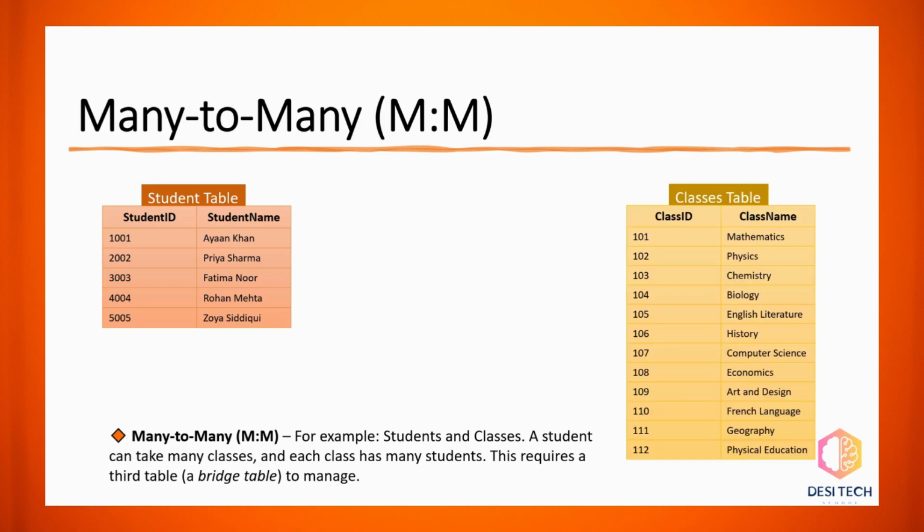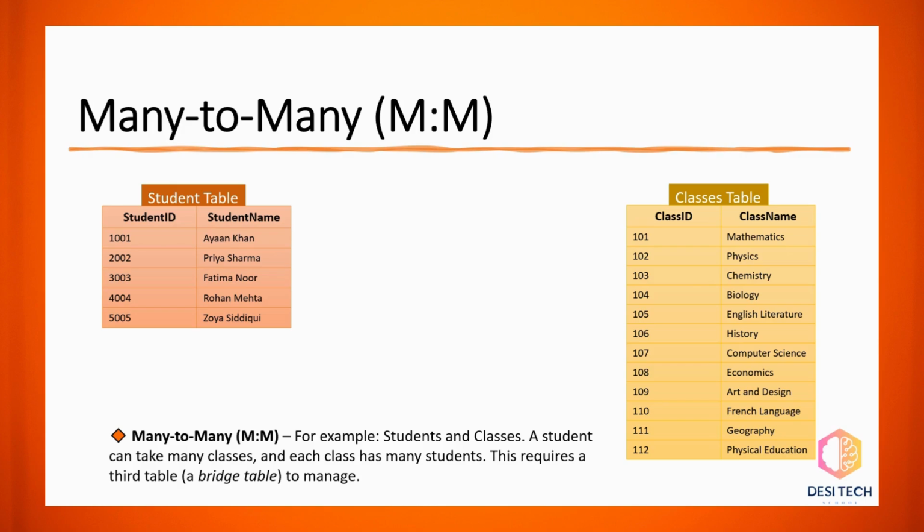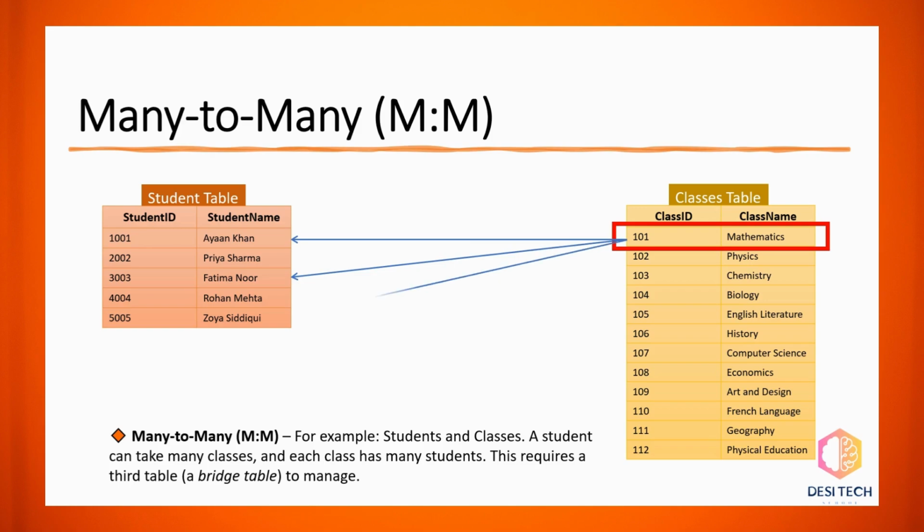Students and classes. Each student can join more than one class, right? And each class has many students in it. So it's not one student to one class. It's many students to many classes. That's what we call a many-to-many relationship.